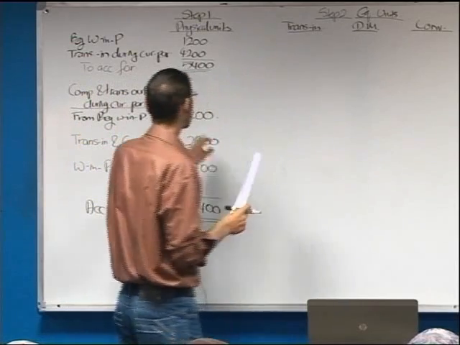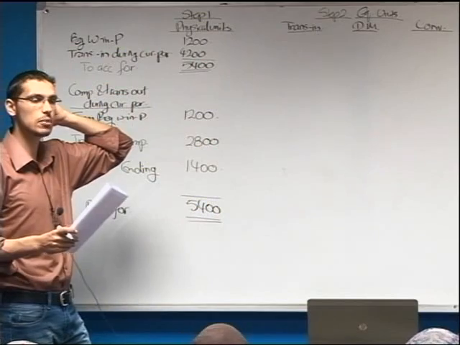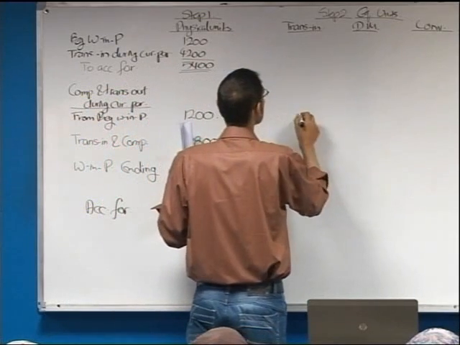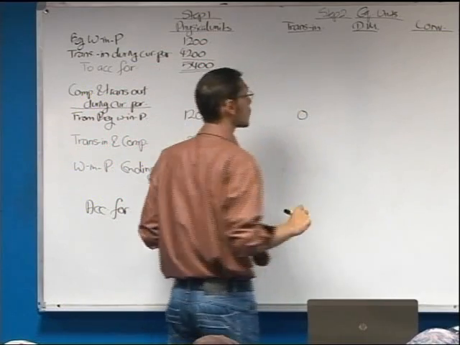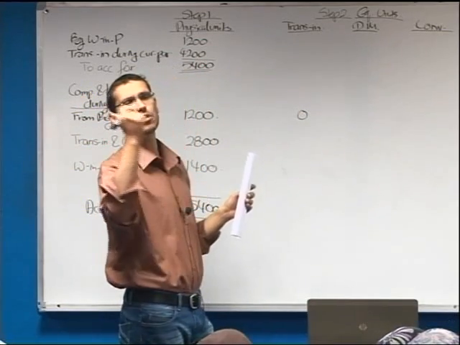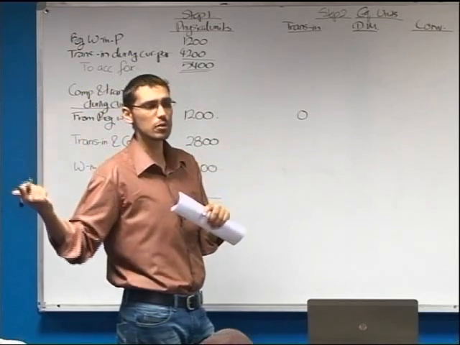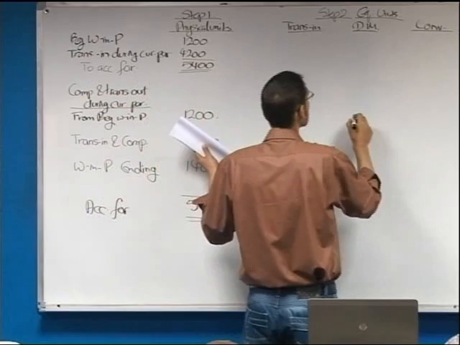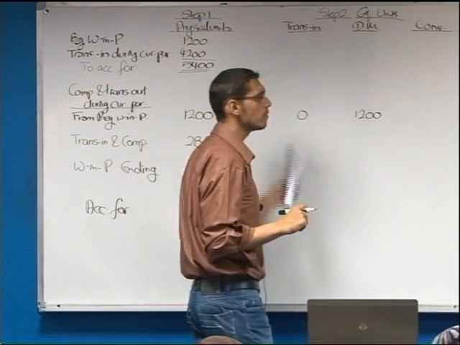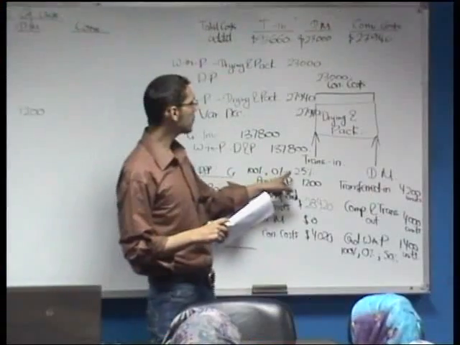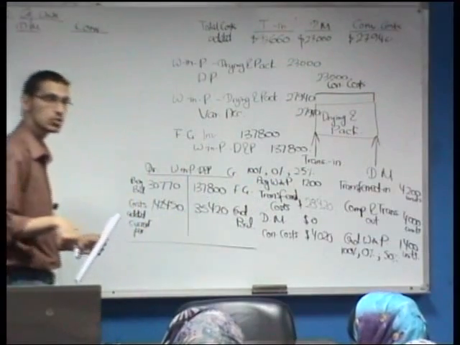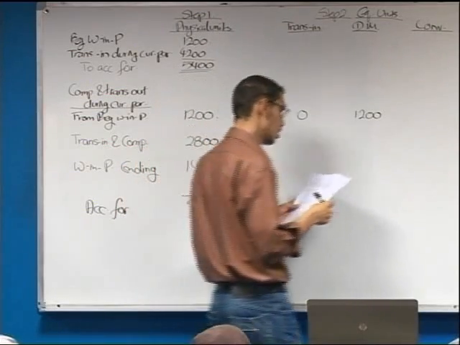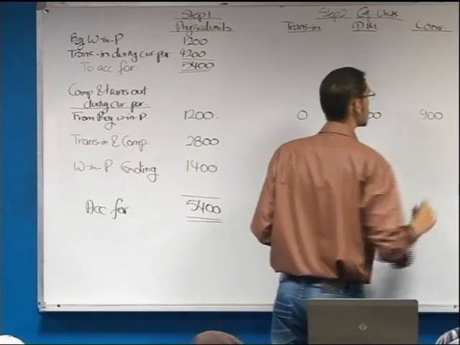Therefore, the transferred in, it took 100% in the previous period, in the previous week. Therefore, in this week, it took 0%. Therefore, 0% multiplied by 1,200, 0. The direct materials, it took 0% in the previous period. Therefore, in this period, it took 100%. Therefore, 100% multiplied by 1,200, 1,200. For the conversion costs, it took 25% in the previous period. Therefore, in this period, it took 75% of these costs. Therefore, 75% multiplied by 1,200 would be 900 equivalent units.